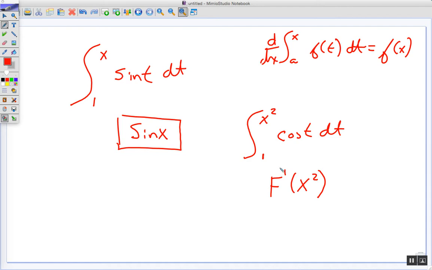So remember, chain rule: take the derivative of the function itself, and then take the derivative of what's inside your parentheses. So we need to take the derivative of x squared. So that's going to give us cosine, I'm going to plug in x squared for t, cosine x squared times the derivative of x squared, which is 2x.